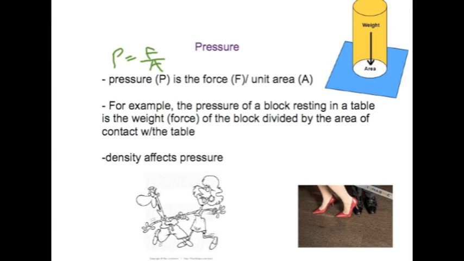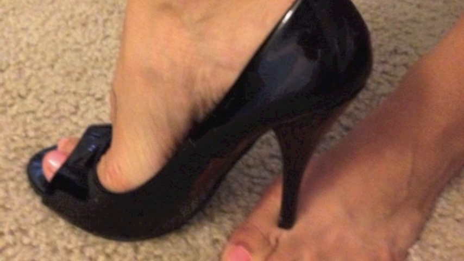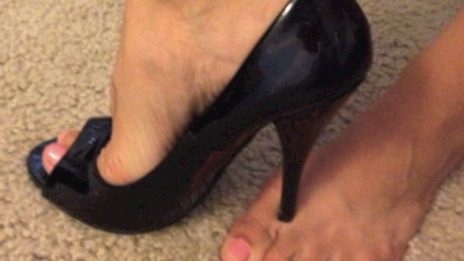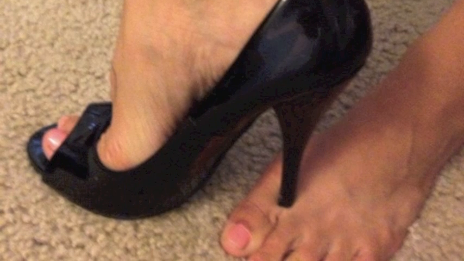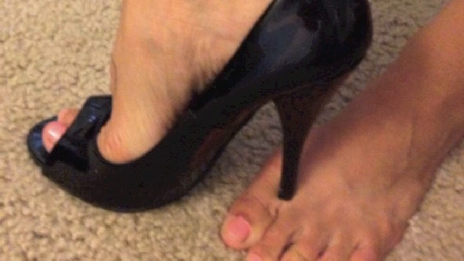Density affects pressure. A high heel has a lot of stuff or mass packed into a small surface area, so it's going to have more pressure at the point of contact. Compared to a dog stepping on your foot, the area is bigger, so it's less pressure. It's not all at one point.